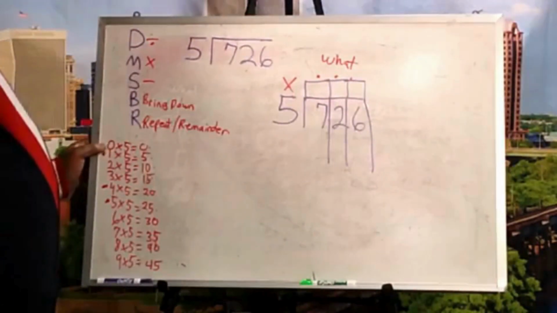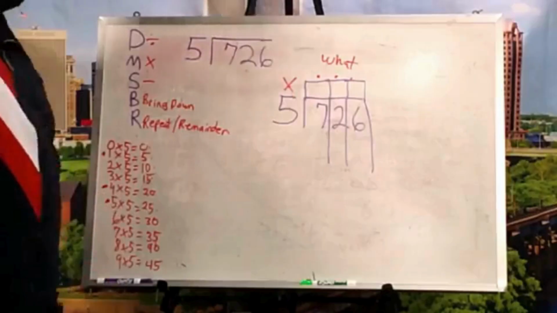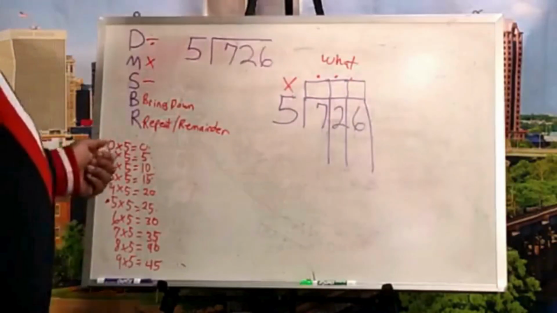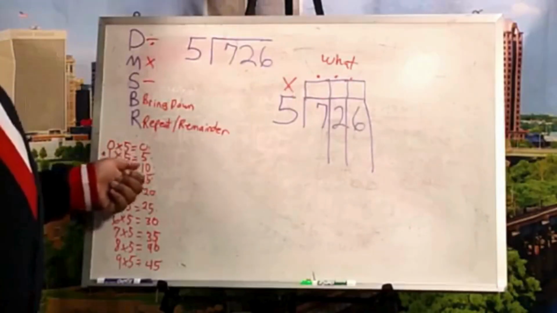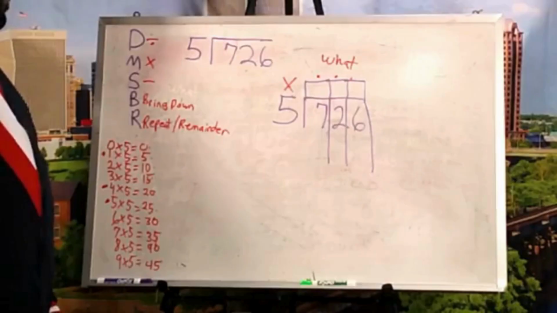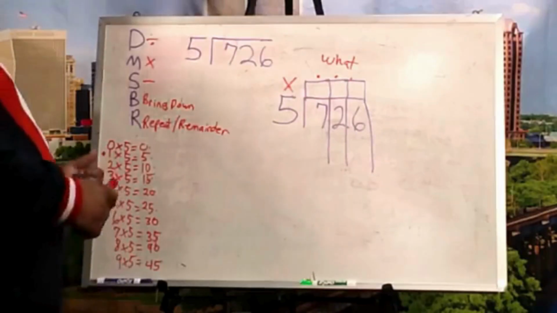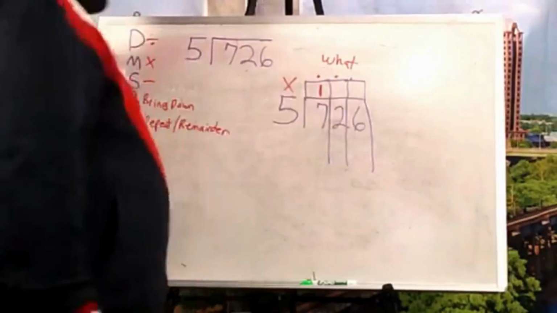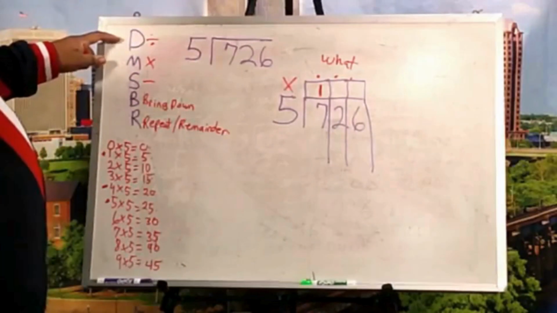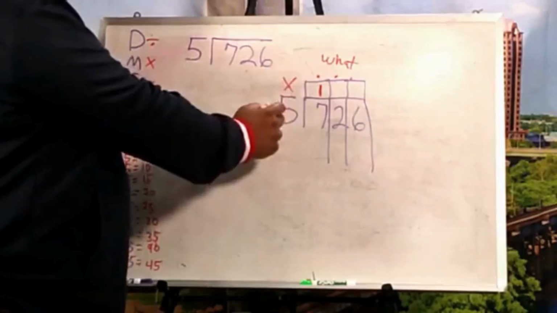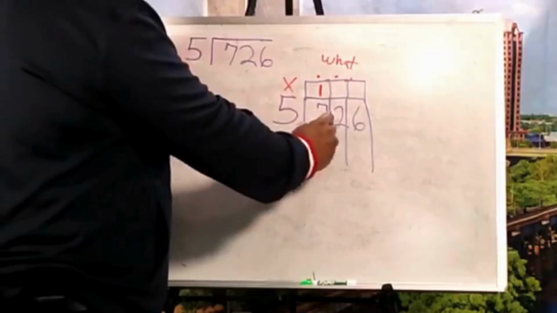0 times 5 is 0. Remember, anything times 0 is going to be 0. 1 times 5 is 5. 2 times 5 is 10. 10 has gone over. We can't use that. So what are we going to use? We're going to come back up here and use 1 times 5. I place my 1 up here. Okay, and so going here, I'm dividing, and now I'm multiplying. 1 times 5, which will give me 5.